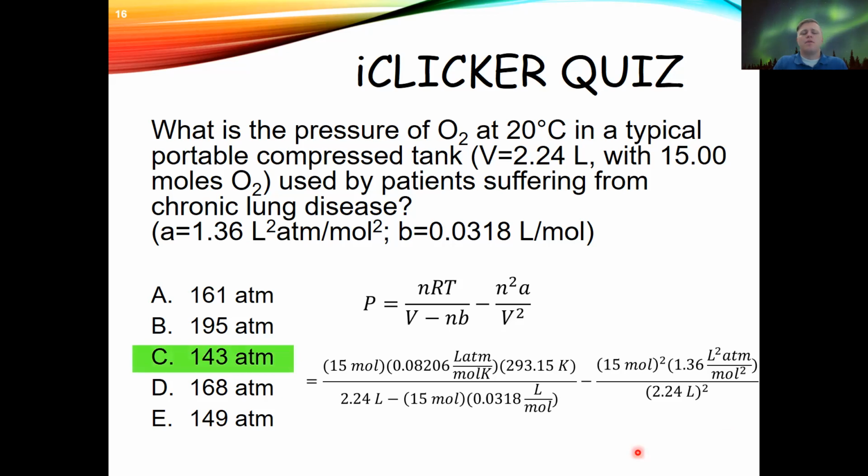But we're going to end up with a pressure of 143 atmospheres. So this tank is pretty pressurized, right? You don't want to damage it in any way, or you can cause serious harm.